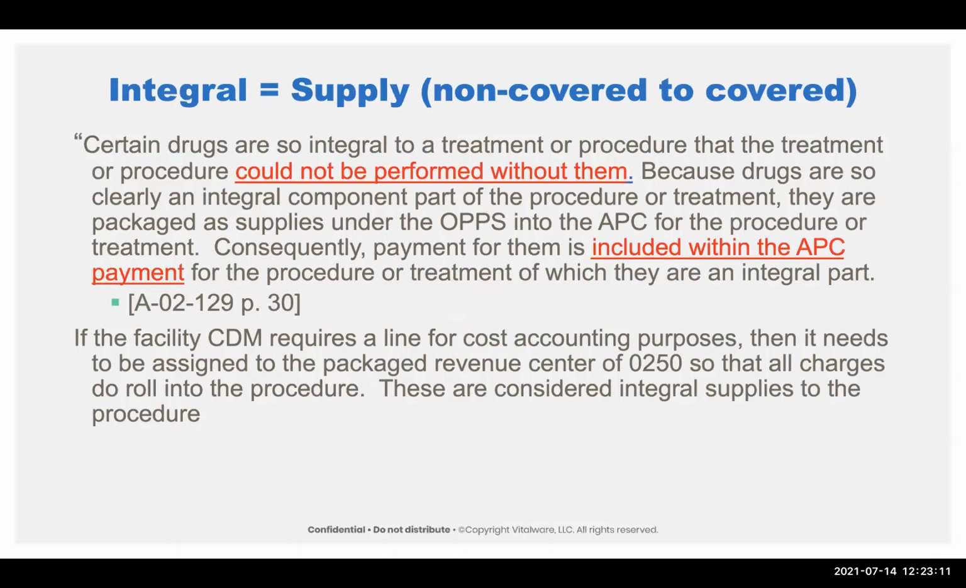The other thing is the second category that we talked about: is it integral? Is it really a supply item? So if something is so integral to a procedure that the procedure cannot be performed safely without it, then it's going to be a bundled component of that procedure and included within the APC payment. So it is covered as a supply, so that self-administered drug may now be covered as a supply, but there's no separate reimbursement. And for that, you use revenue code 250, and that packages that revenue center. So they're considered integral supplies.